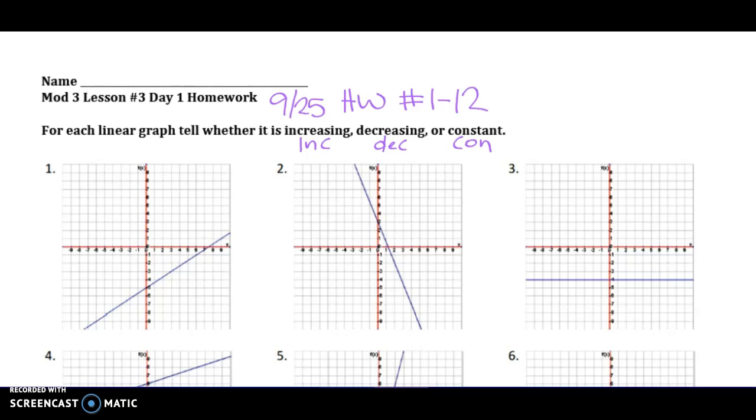So for example, on number 1, I see this blue line here. I see it's going upward, and it's an increasing graph. Number 1 is done. So you're doing the rest of them, and then watching out for the part 2 video for lesson 3, day 1, where we will finish the notes.